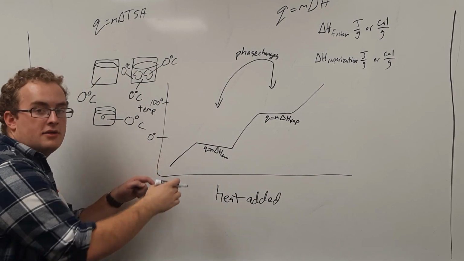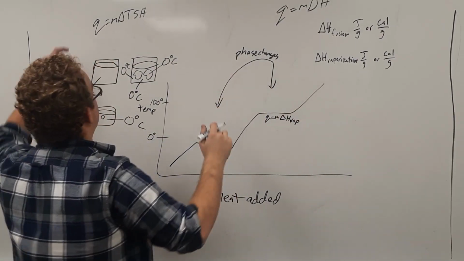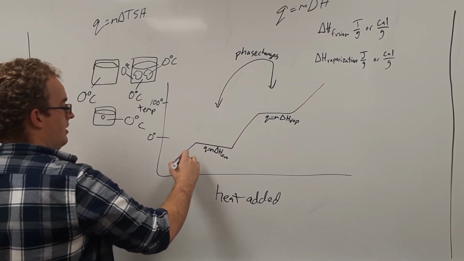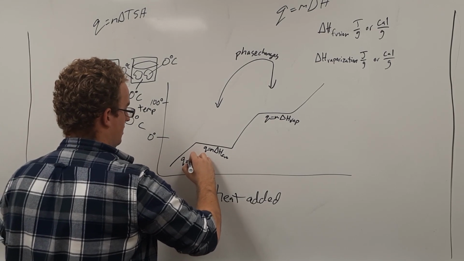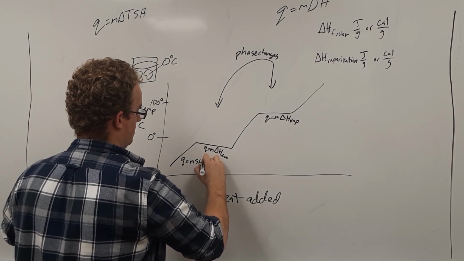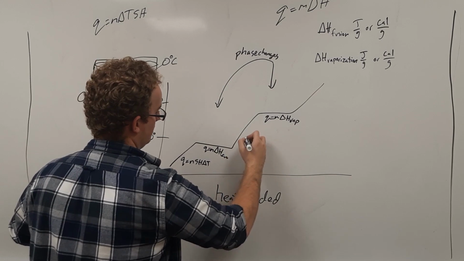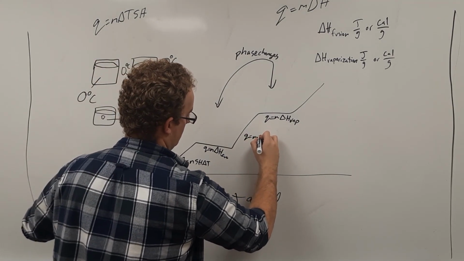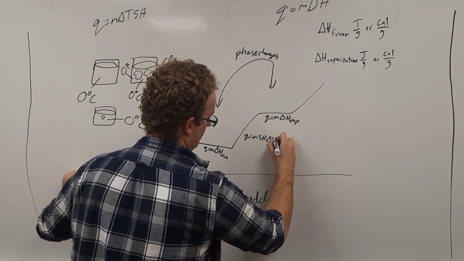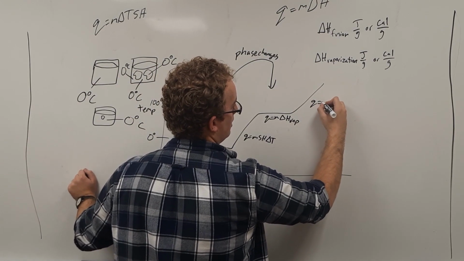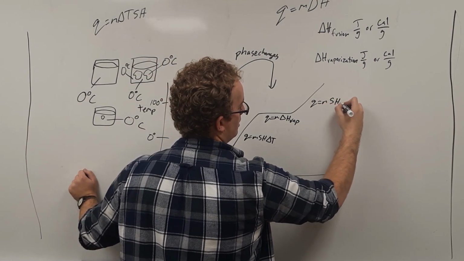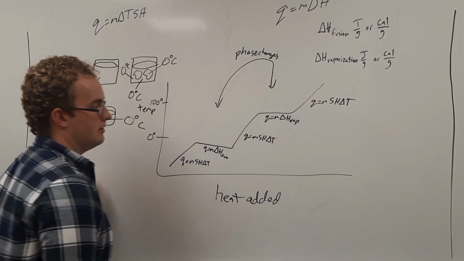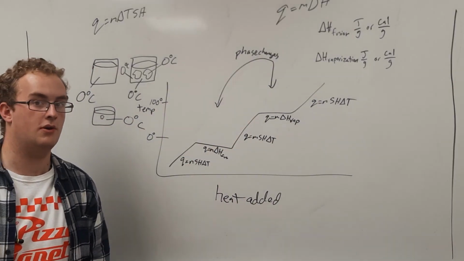And then everywhere else, we're just increasing in temperature. We can use this equation again, like normally. So Q equals m s h delta T. And same here. And so those are the periods when you're using those equations.